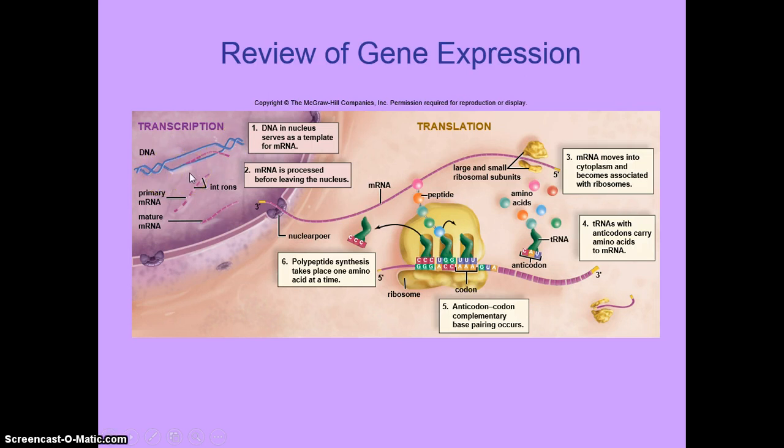So transcription happens in the nucleus, as the DNA is transcribed into a messenger RNA. That messenger RNA then goes through a nuclear pore into the cytoplasm, where it hooks up with ribosomal RNA subunits and is then translated into a polypeptide chain or a protein with the help of the transfer RNAs that hold the anticodons that are complementary to the messenger RNA codons.